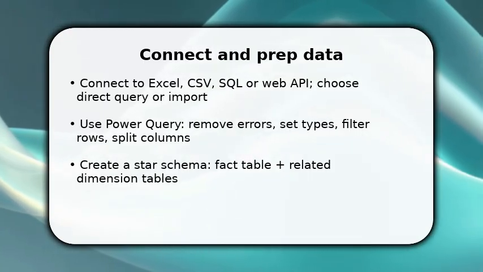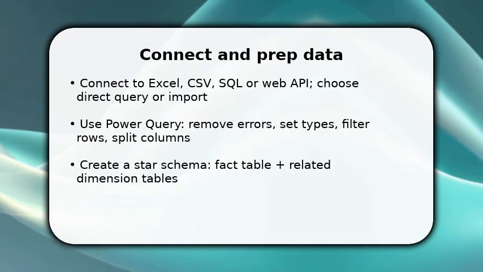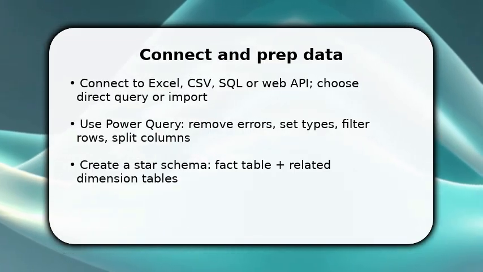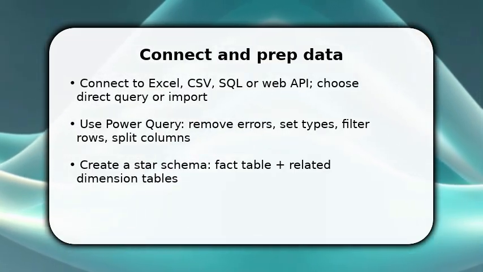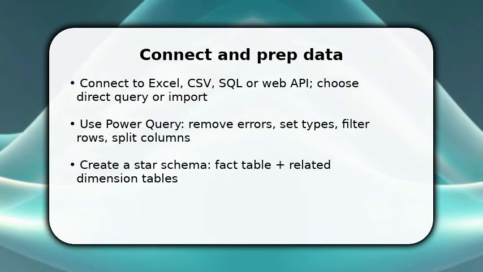Make a simple star schema. One fact table with measures and related dimension tables for categories and dates. This structure keeps relationships predictable and visuals efficient.